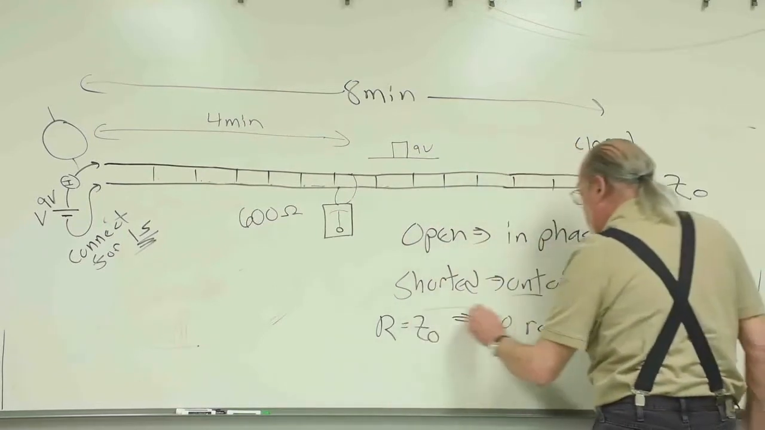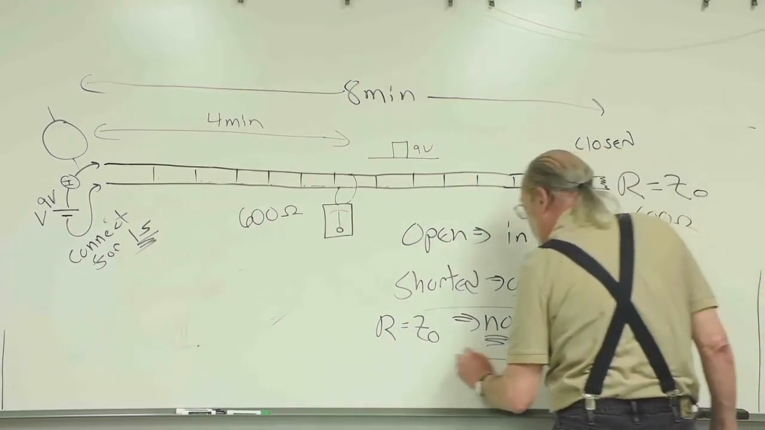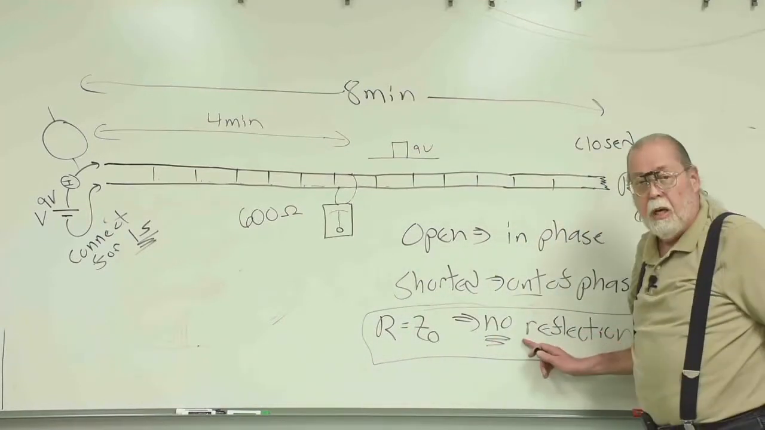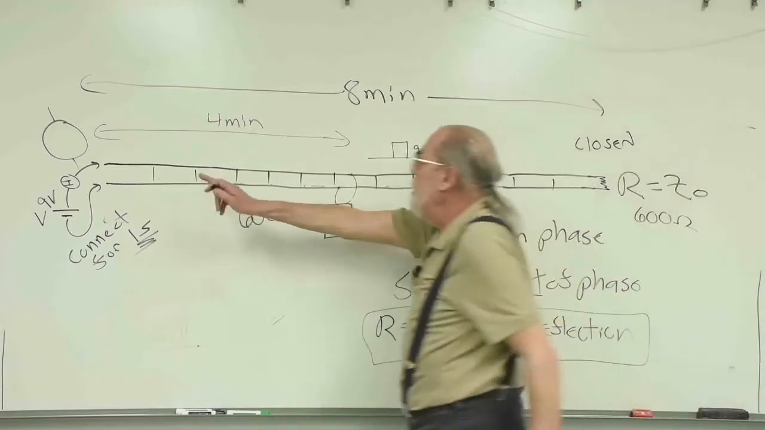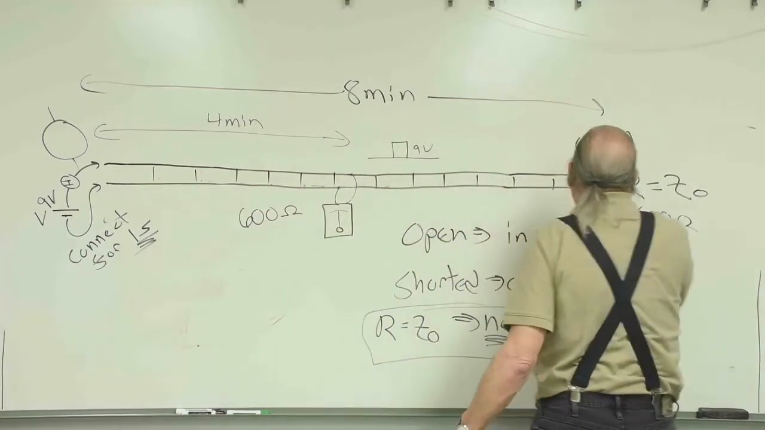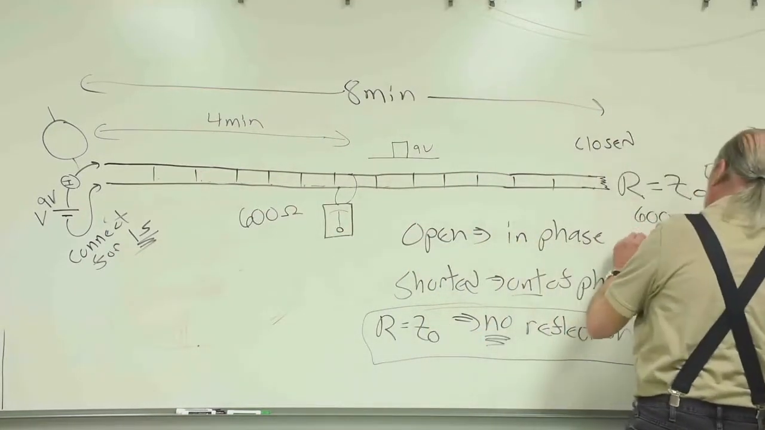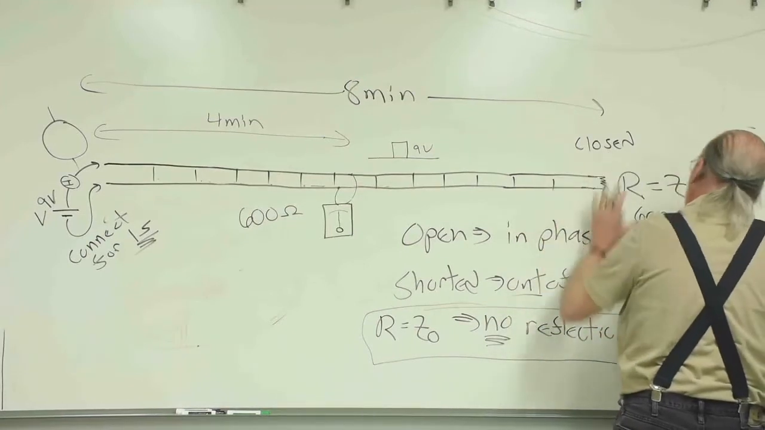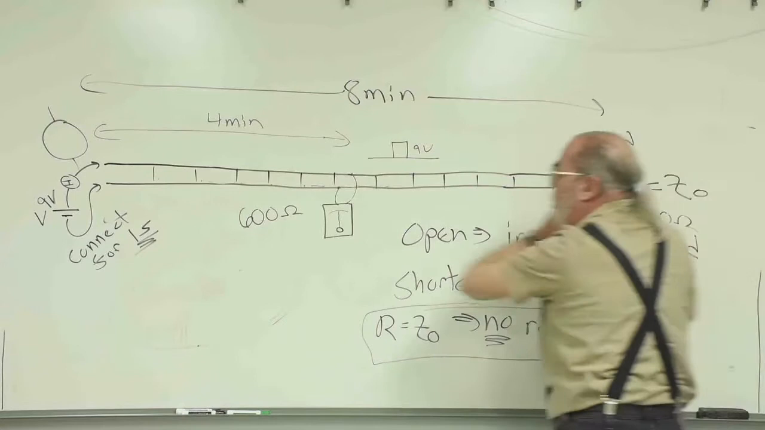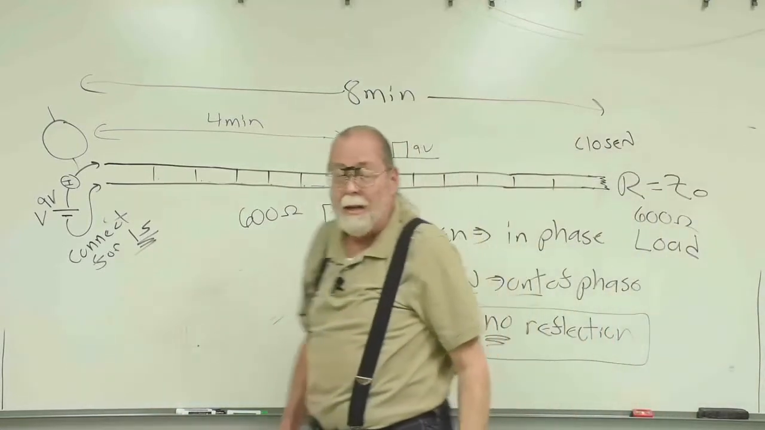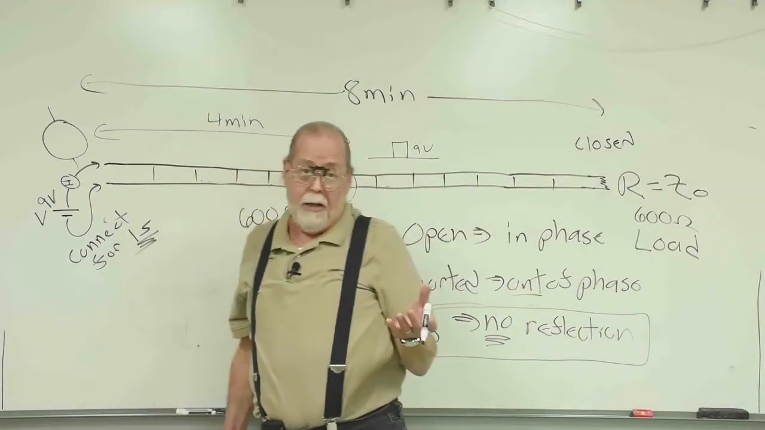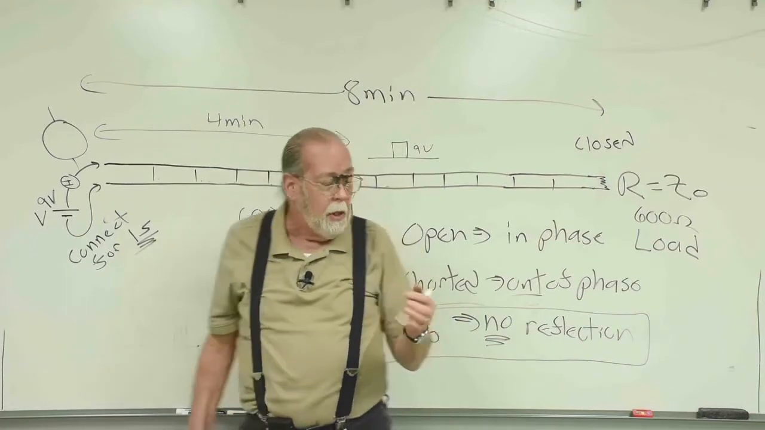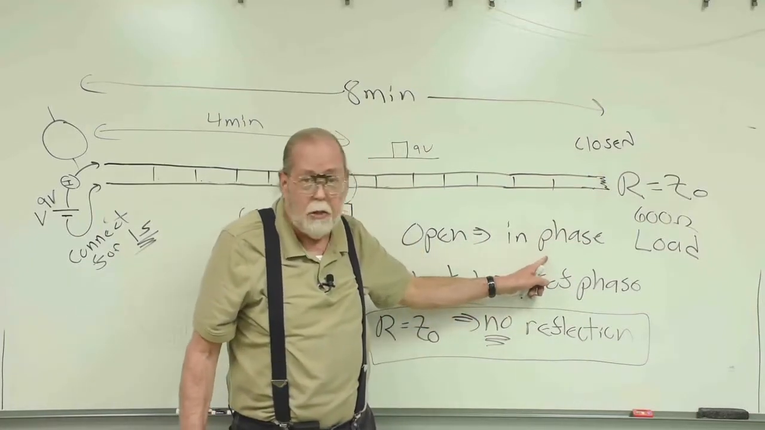This is the special case. This is generally what we prefer to have. We want the energy to enter the transmission line, go down to the load, we call this the load, and we want the energy to be absorbed or radiated by the load, and we don't want any of it coming back. So now I'm going to ask, what happens if some of it does come back?